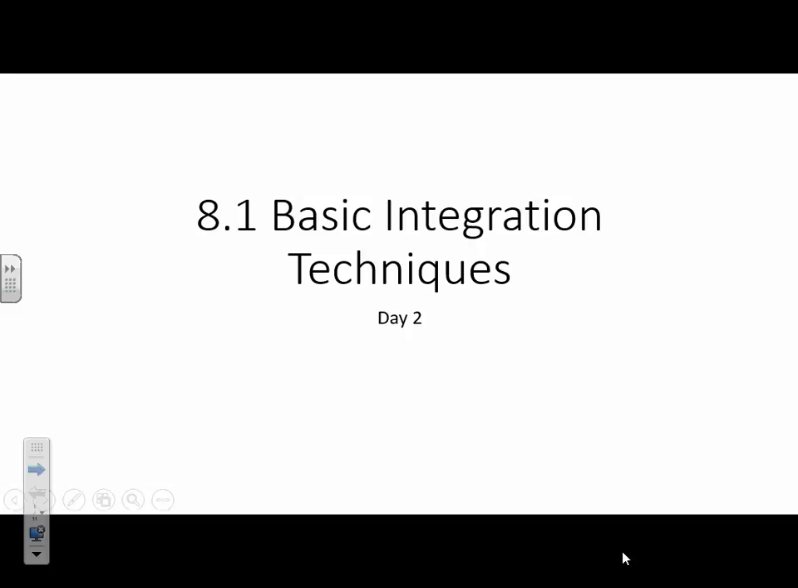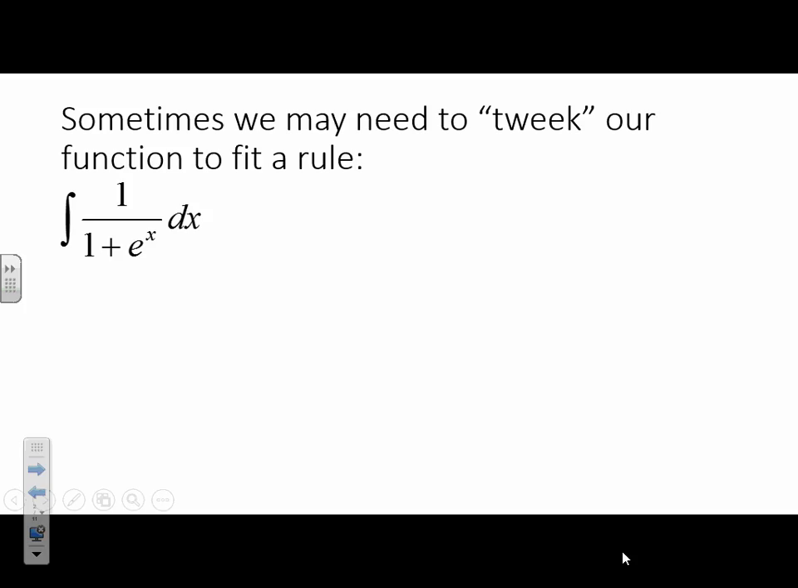All right, so we're still talking about integration techniques. Sometimes we need to tweak our integral so that we can make it fit a rule. It's possible.